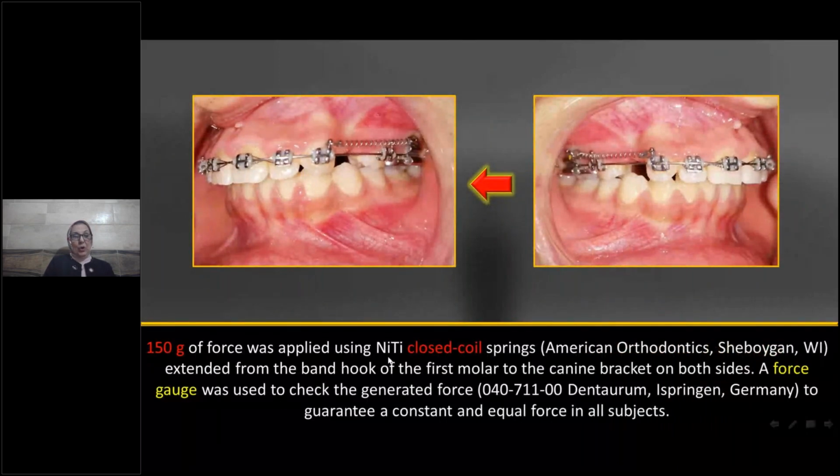Nitinol coil spring with 150 grams of force was applied to retract the upper canines, extending from the band hook on the first molar to the canine hook of the canine bracket on both sides. A force gauge was used to check the generated force to guarantee a constant and equal force in all subjects.